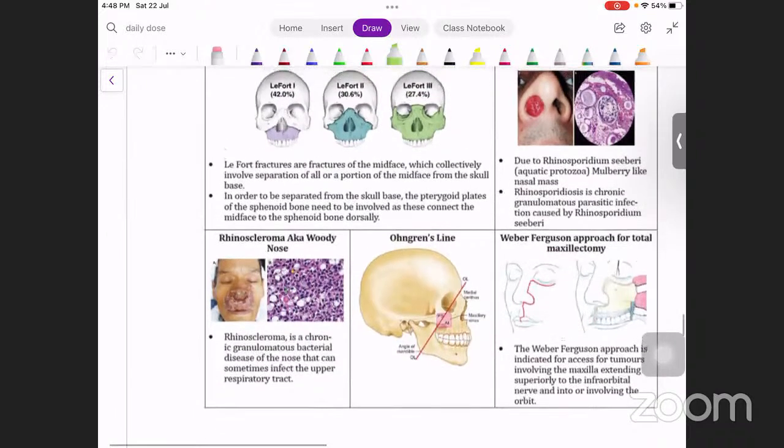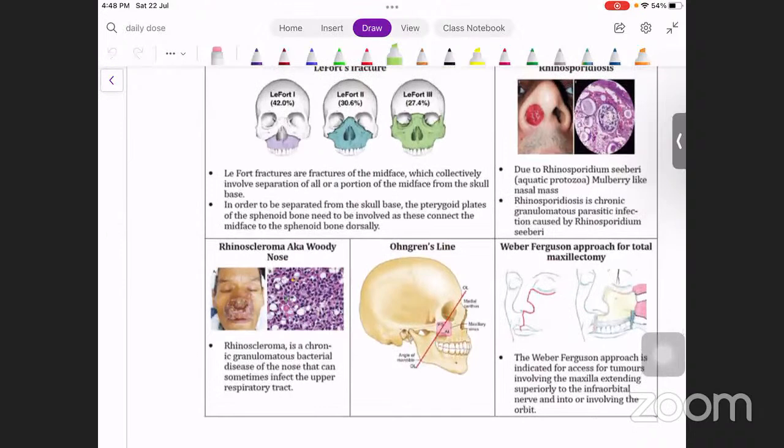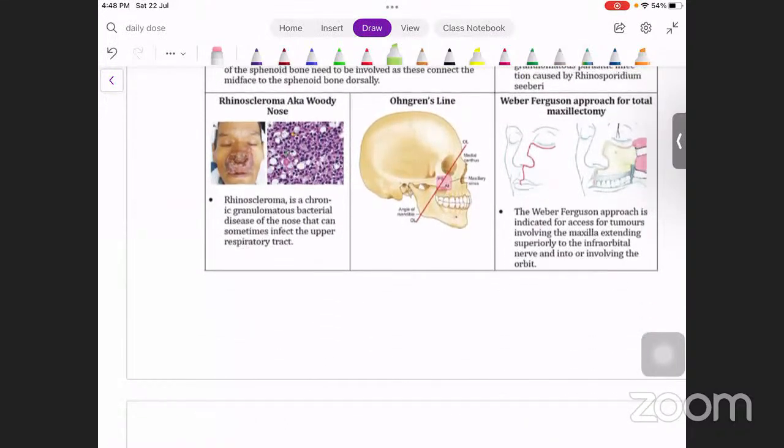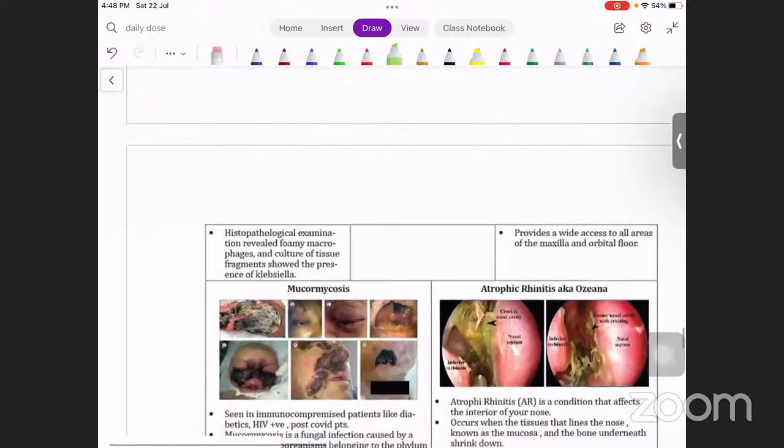And then you have rhinosporidiasis, a mulberry-like nasal mass, and it is caused by Rhinosporidium seeberi. Then apart from that, rhinoscleroma, Eudinose, and the Ongren line, you may see the Ongren line here. And apart from that, the Weber-Ferguson approach for total maxillectomy.